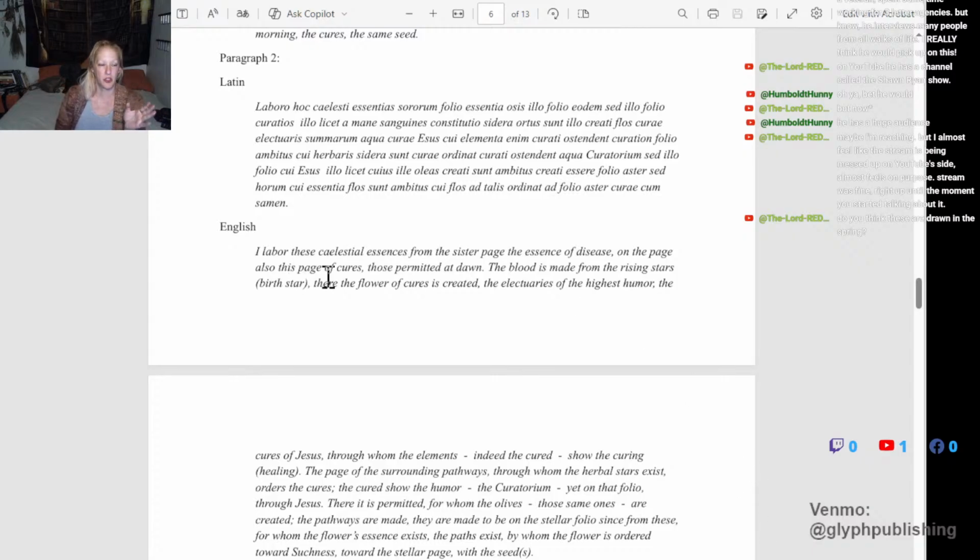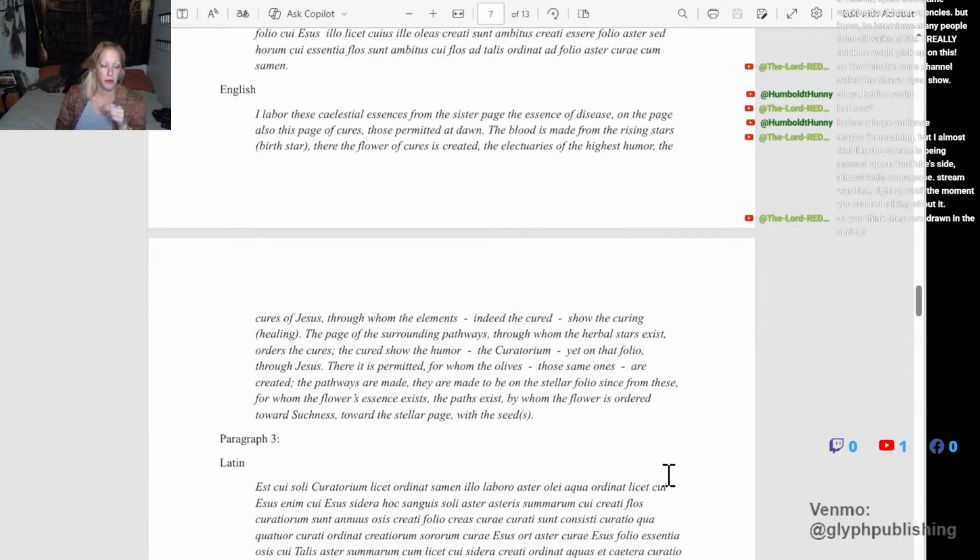On the page also, this page of cures, those permitted at dawn, right? The blood is made from the rising stars, or the birth star. There the flower of cures is created, the lectuaries of the highest humor. The cures of Jesus, through whom the elements, indeed the cured, show the curing or the healing. The page of the surrounding pathways. I know this sounds weird to say page of surrounding pathways.